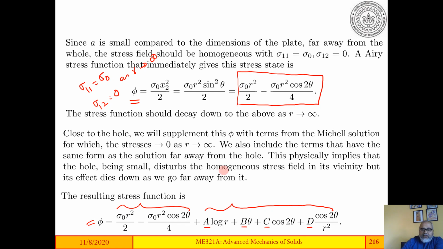Now I have 4 constants here. I have chosen 4 terms. I could have chosen more, but I chose 4 terms because there are 4 boundary conditions that I have left, and from those 4 boundary conditions I can determine only 4 constants. I could have chosen something else, but I was motivated by the fact that there's a cos 2 theta here. So I got a bit biased and chose these 2 theta terms. I could choose this log r as well.